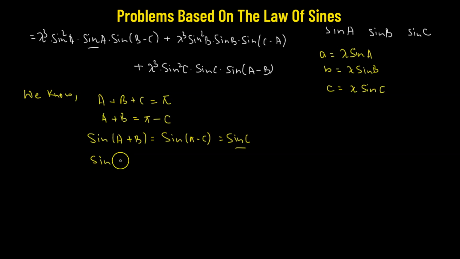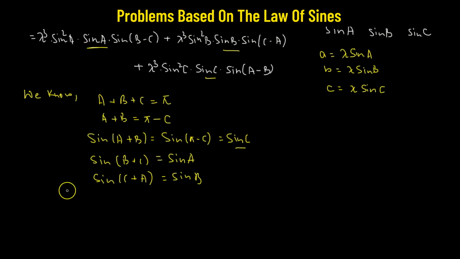Similarly, we can say that sine of B plus C will be equal to sine A, and sine of C plus A will be equal to sine B. So what we'll do, in place of sine A, sine B and sine C in the three terms, is replace them with the respective values.